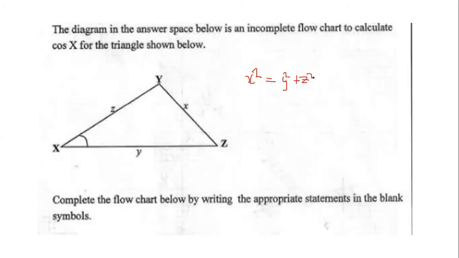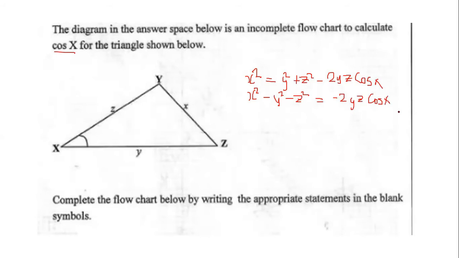minus 2yz cos x. Now, since they are saying cos x, meaning we have to make cos x the subject of the formula. So x squared minus y squared, this crosses here and becomes minus y squared, and the z squared crosses and becomes minus z squared, is equal to negative 2yz cos x. This is what it is going to be.